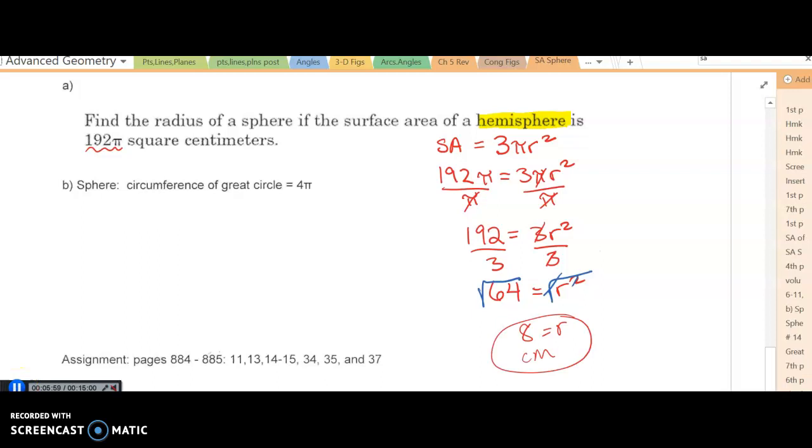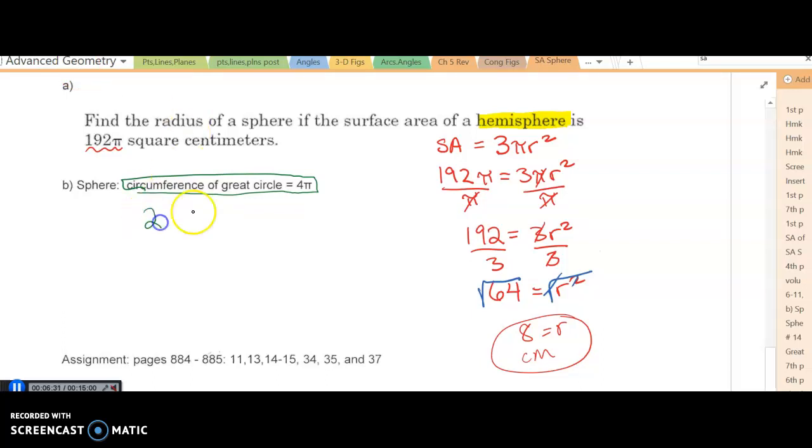Okay, so let's look at part B. This time we have a whole sphere, so we're talking about 4 pi r squared. But wait, we only know the circumference of the great circle. So maybe let's dial back a minute. So pi r squared is the area of the great circle. So we'll hold on to that 4 pi r squared in a minute.